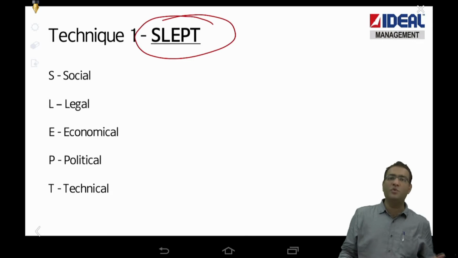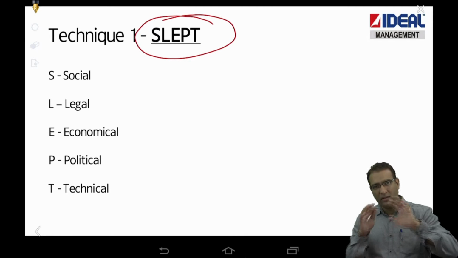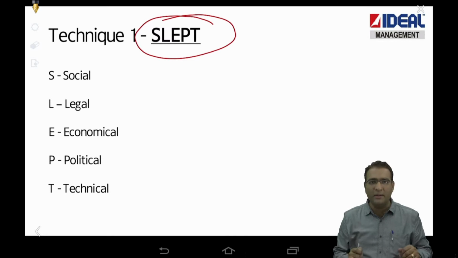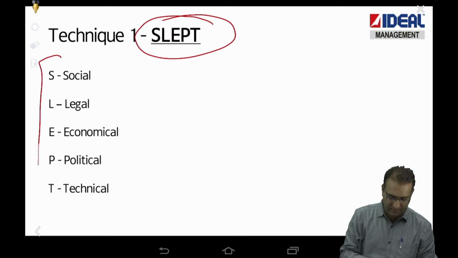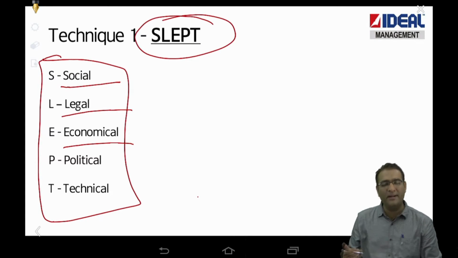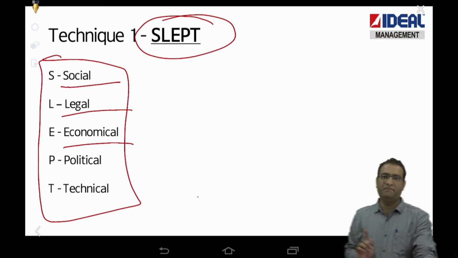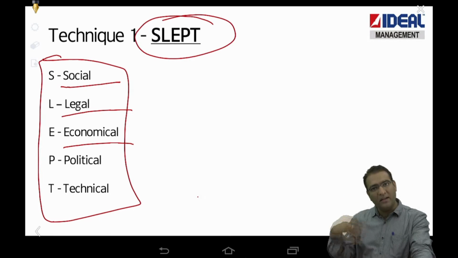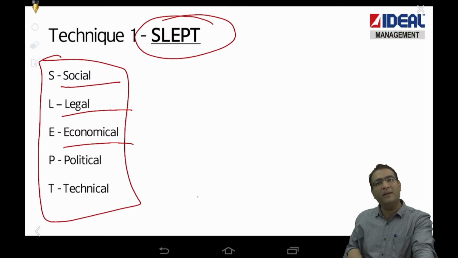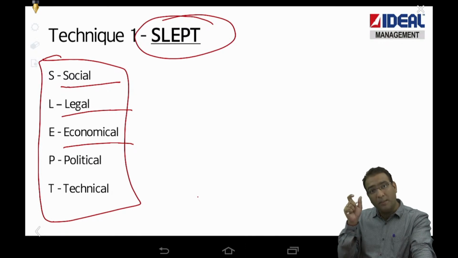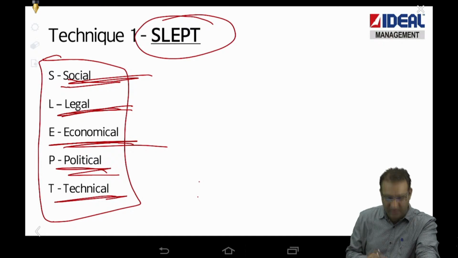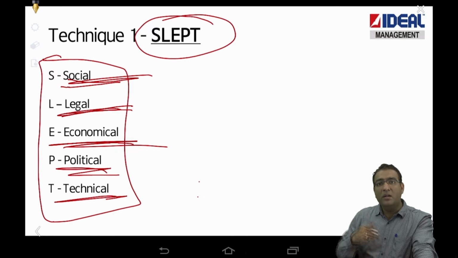Now what you're supposed to do with this technique. As soon as you get a GD topic, the first thing you should do on that piece of paper is write this. Obviously you don't write the whole social, legal, economical, which I'll be explaining now. You just write SLEPT. And in exactly the same manner, for the other four techniques, write those things on the paper beforehand. And whatever points come to your mind, put them in these points. This is the framework.